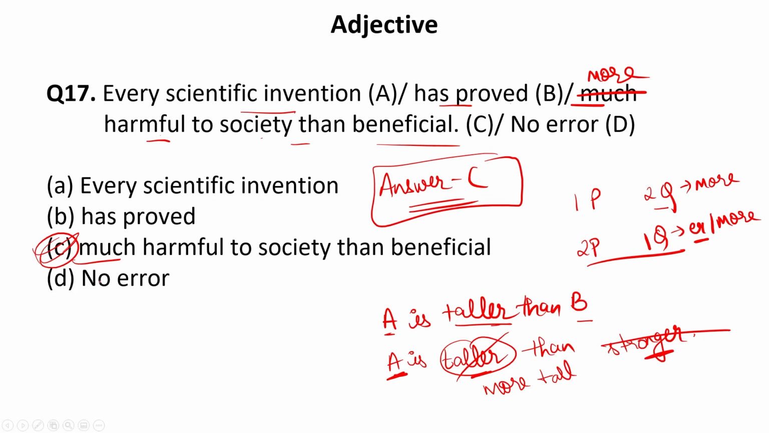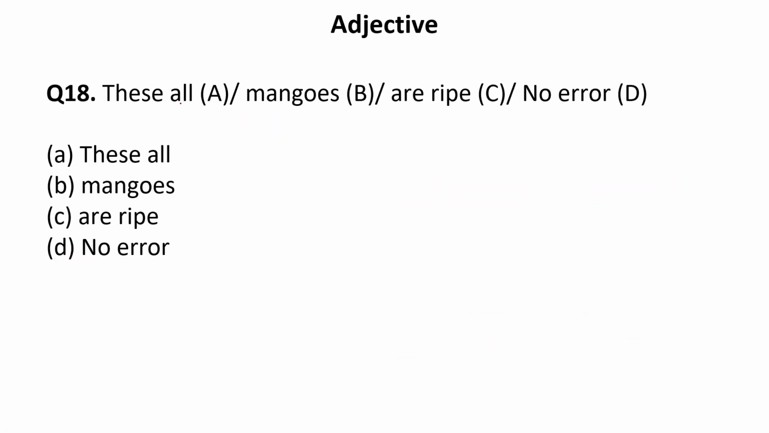Now, let us move to the next one. These all mangoes are ripe. Now, "these all" is an incorrect structure of writing. It should be replaced with "all these mangoes." So the error is in part A. So our answer is A.